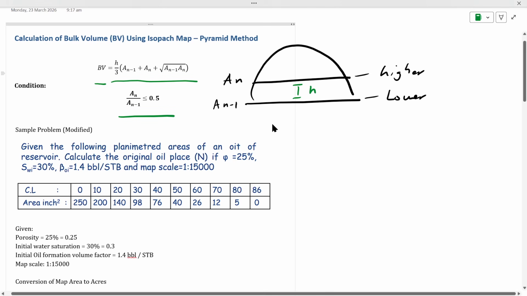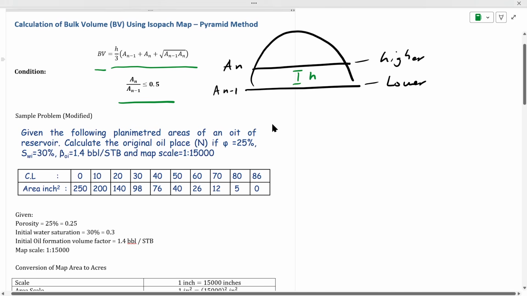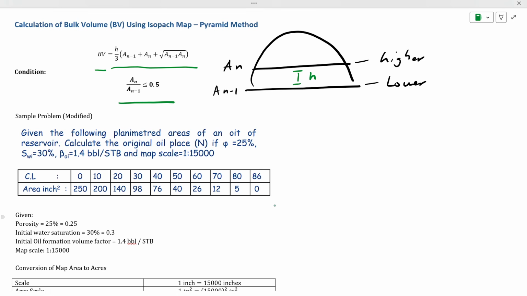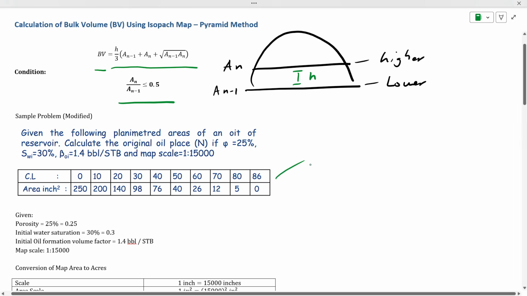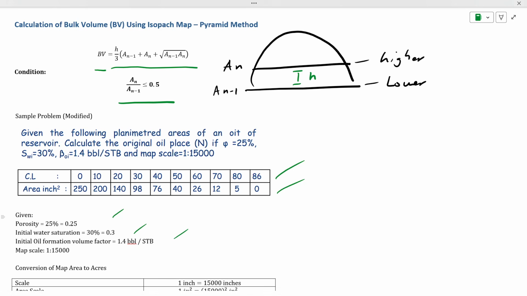Let's recall the previous problem that we have. So this is the previous problem, right? This is the following given. We have the contour level, the corresponding area in inches squared, the porosity, the initial water saturation, the initial oil formation volume factor, as well as the map scale that is given.